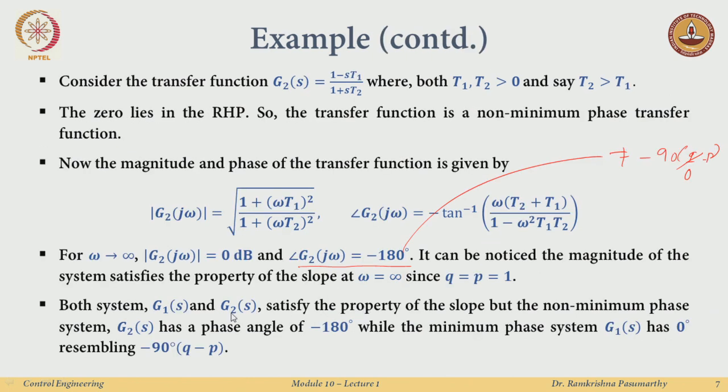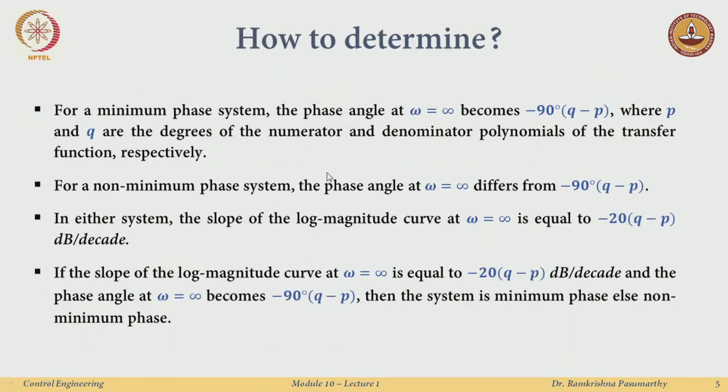Okay. So, to conclude our observations, both G1(s) and G2(s) have the same magnitude criterion, but they have different phase angle as omega goes to infinity. G2 has minus 180, G1 has 0 degree. G1 satisfies this criterion minus 90 times (q minus p), whereas G2 does not, and therefore, G2 is the non-minimum phase, and because of this definition of the 0 being on the right hand side, it satisfies these 4 conditions.